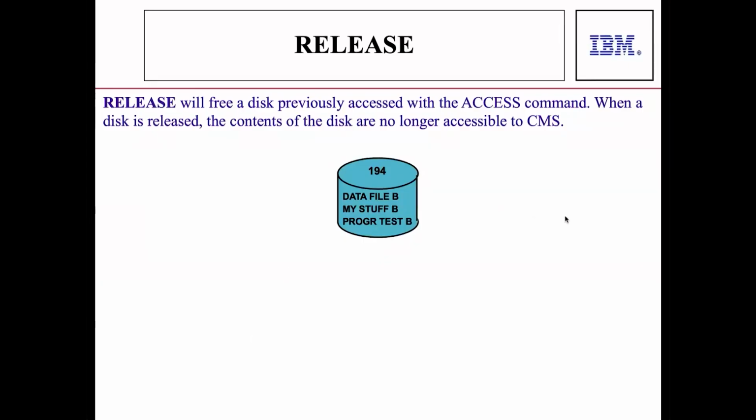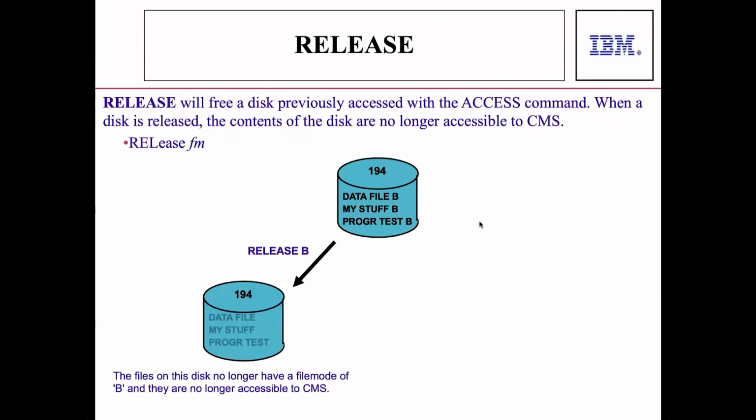The opposite of access is release. We've got to have something like that. It releases a disk that we had accessed before. Like I have a 194, it has files, and they're accessed as B. I can actually work with those files. But if I type RELEASE B, the files on the disk still exist, but you'll notice that B is gone.